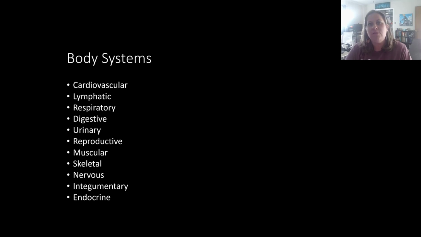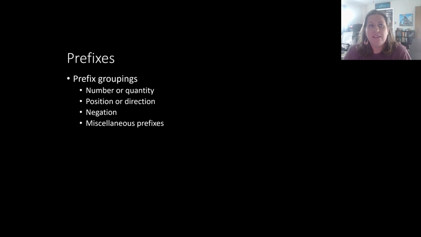So make sure that you review those 11 body systems. So let's talk a little bit about some of the prefixes that are going to be throughout this chapter. A lot of these prefixes, guys, are going to be in groups. These groups may include number or quantity. They could be based on position and direction, which we'll see in a minute where we look at directional terms and planes. We also see negation, in the sense of whether there's nothing there. And then there are some miscellaneous prefixes we want to see.